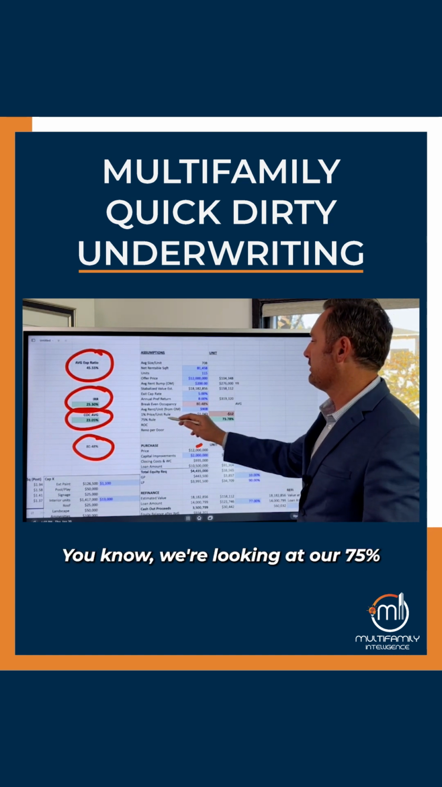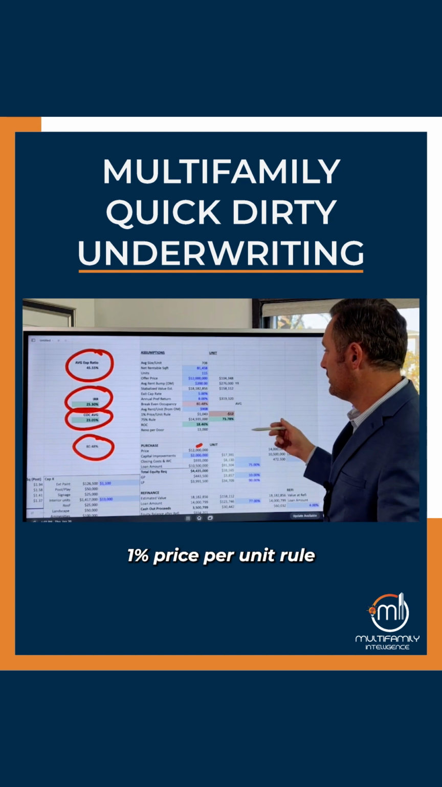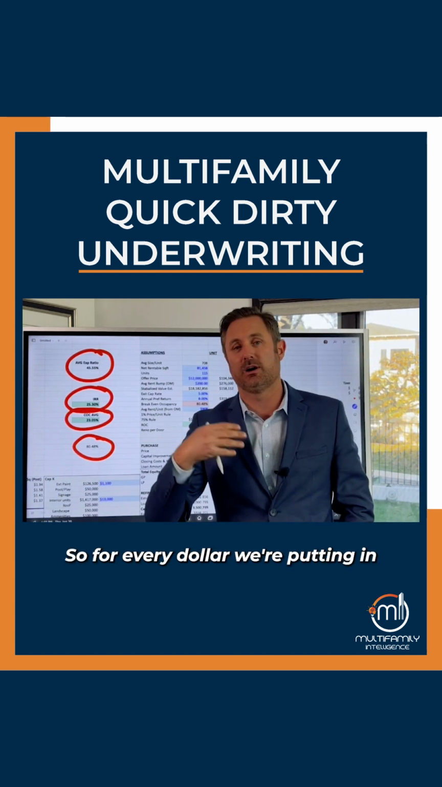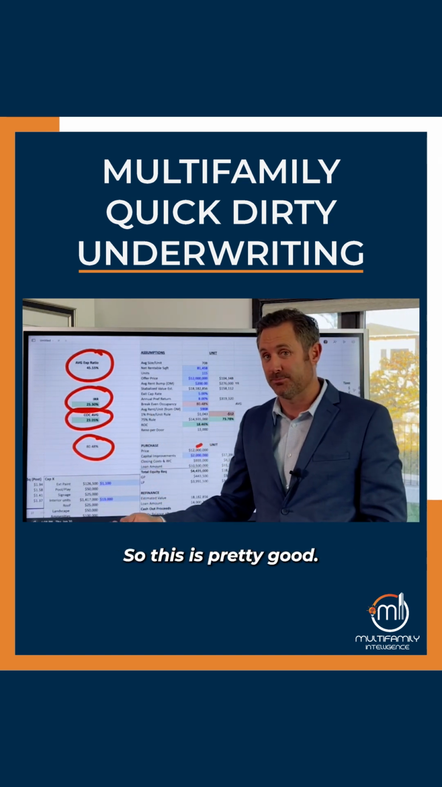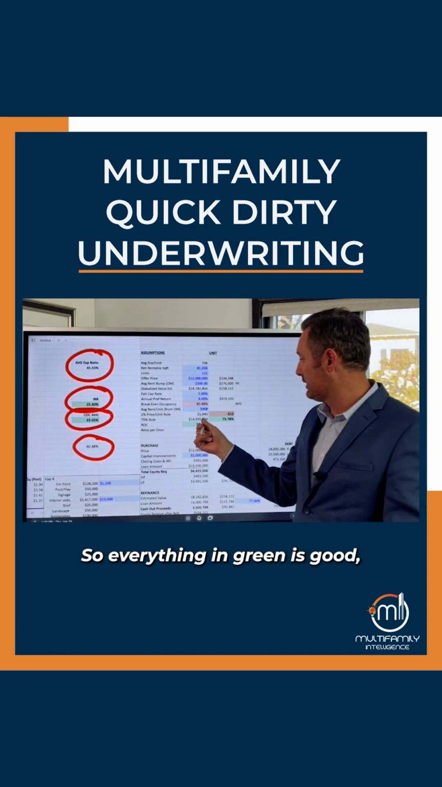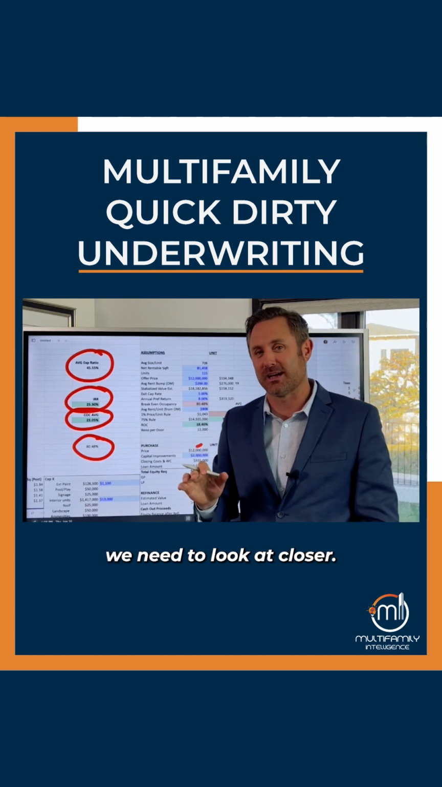We're looking at our 75% rule. We're looking at our 1% price per unit rule and how that works. Our return on cost: for every dollar we're putting in to renovate the property, what is our percentage return on that? So this is pretty good. And we have conditional metrics in here. Everything in green is good. Everything in red is bad, or things that we need to look at closer.